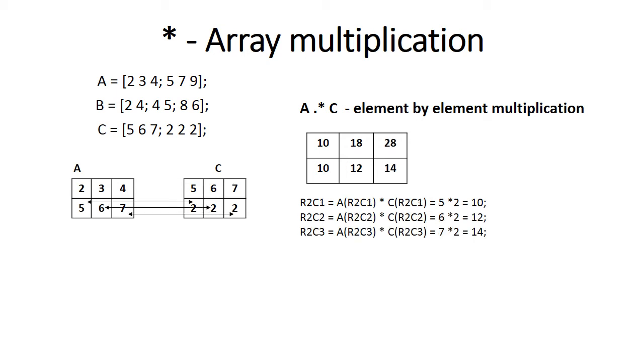Applying the same recipe for the second row of A and C, we end up with 10, 12, and 14, and that is our answer.